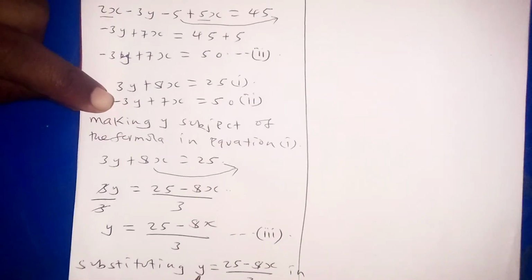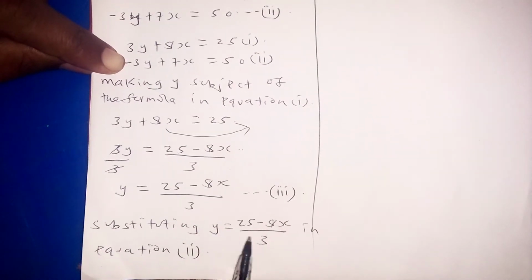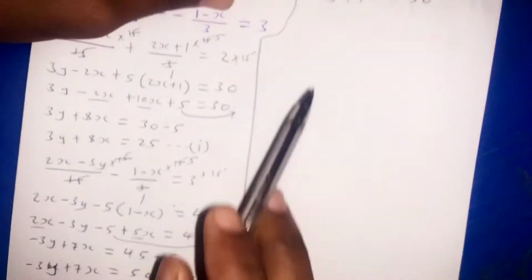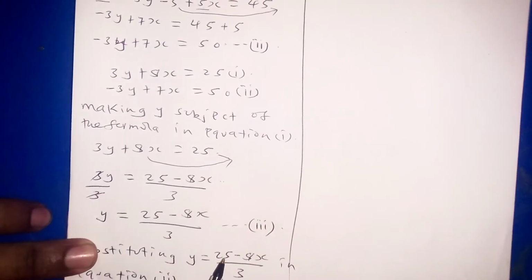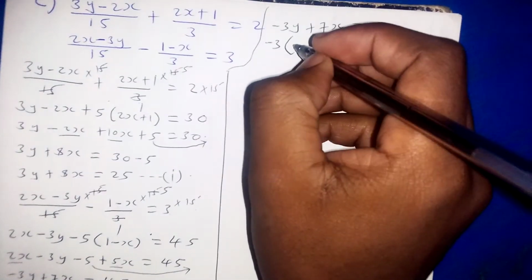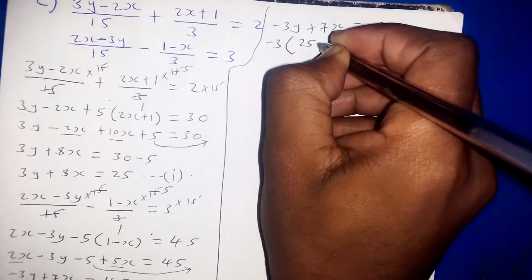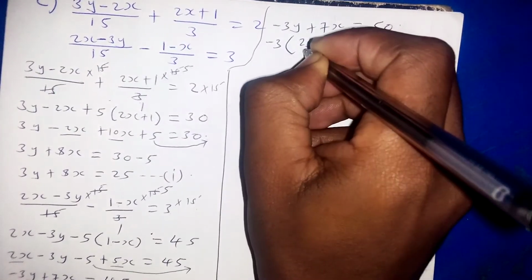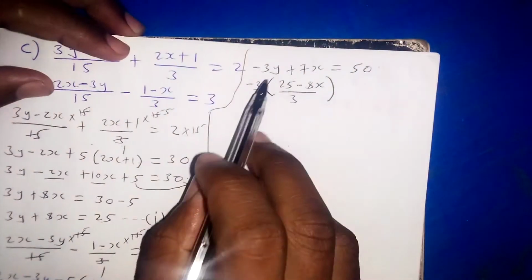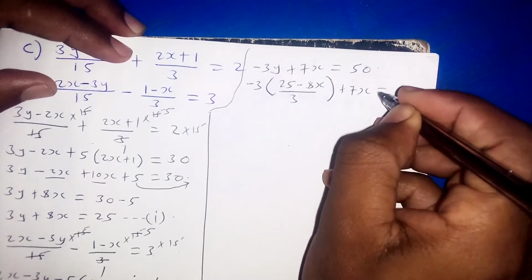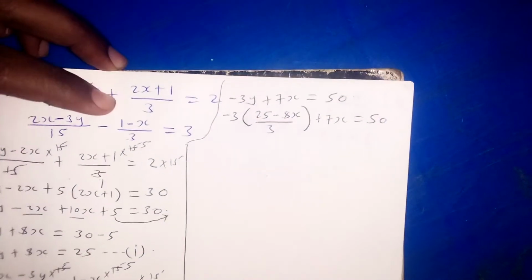So in the place where I have y in the equation Roman 2, I'll be substituting with 25 minus 8x over 3. So this equation will become, I'll have negative 3 into y. But what is my y? My y is 25 minus 8x over 3. So I'll have negative 3 into 25 minus 8x over 3. Then I continue with my equation, plus 7x is equal to 50.